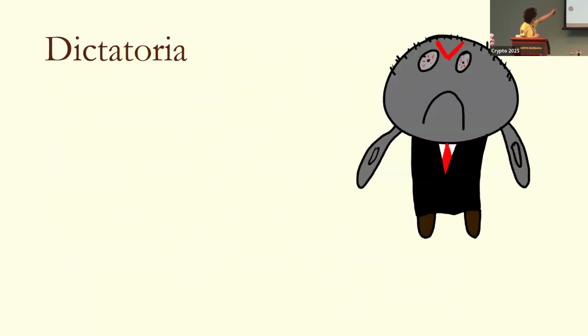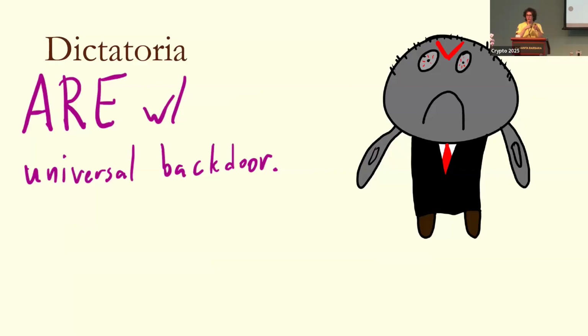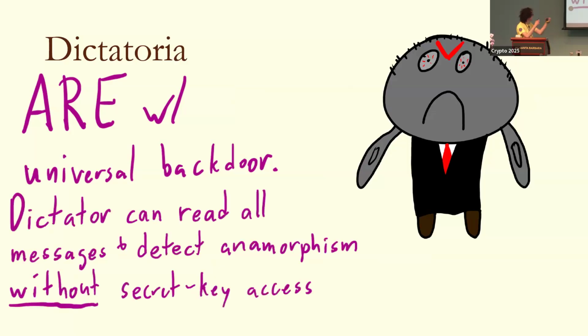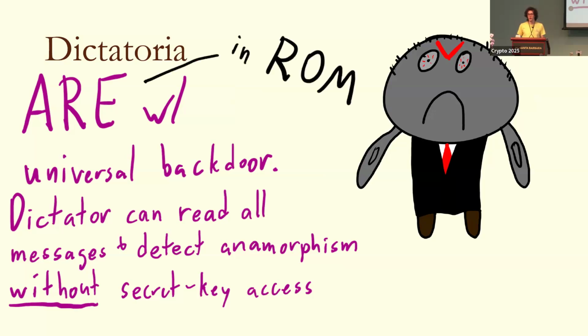Okay. And so for Dictatoria, we will construct an anamorphic resistant encryption scheme with a universal backdoor. This will make them maximally happy because they will be able to read all messages and detect anamorphism even without having to break into people's houses and get their secret key. This will be along with our other results in the random oracle model, which is a slight caveat.